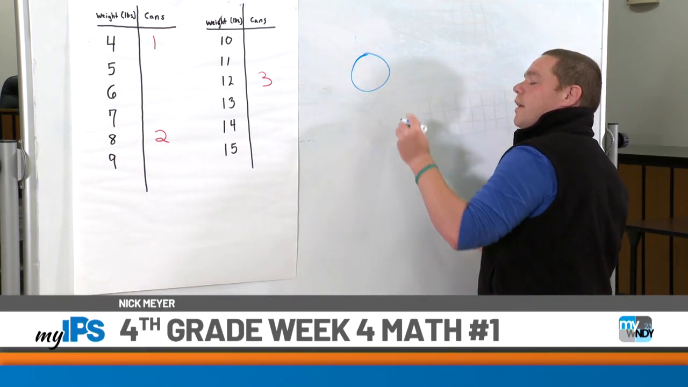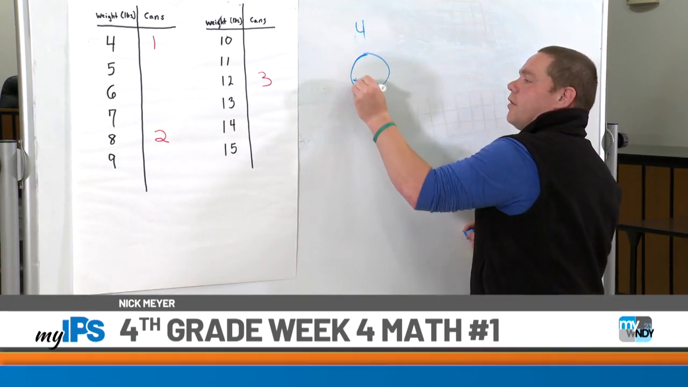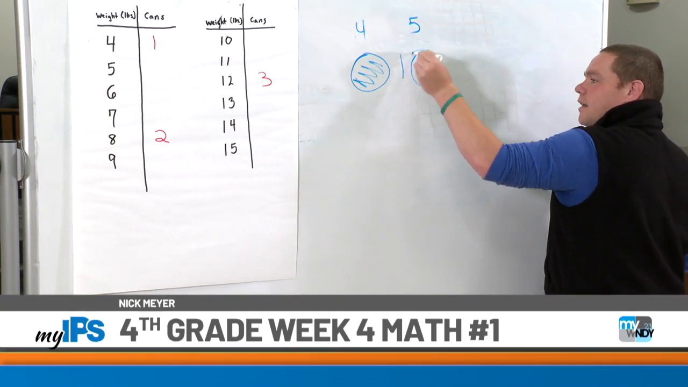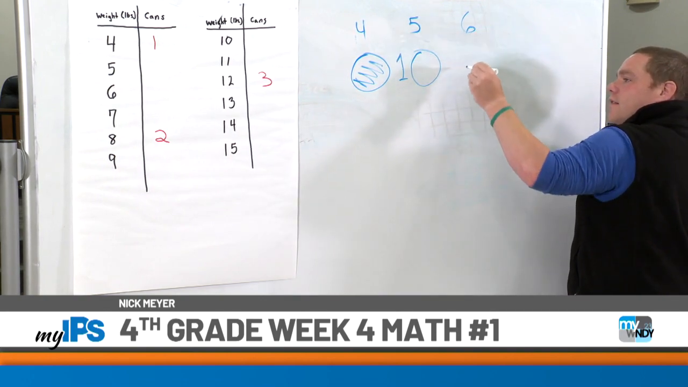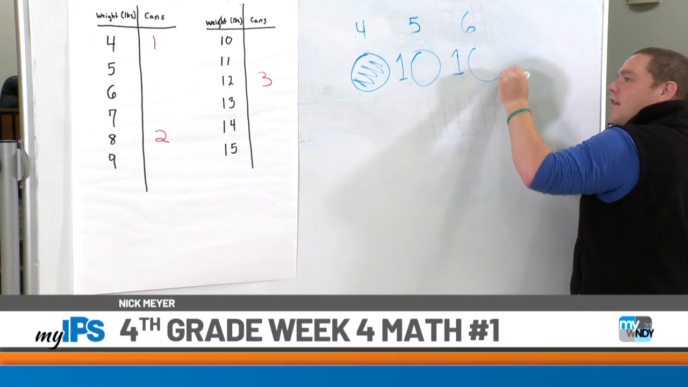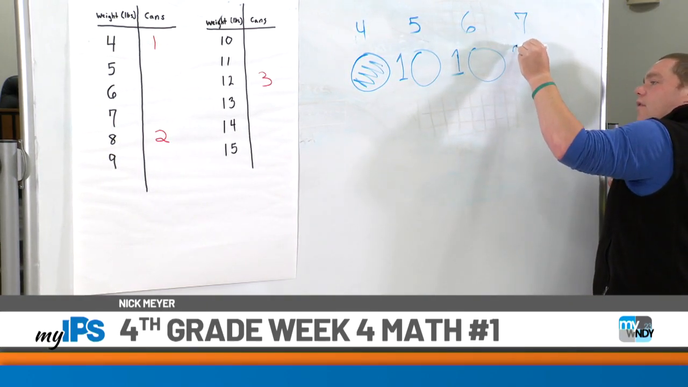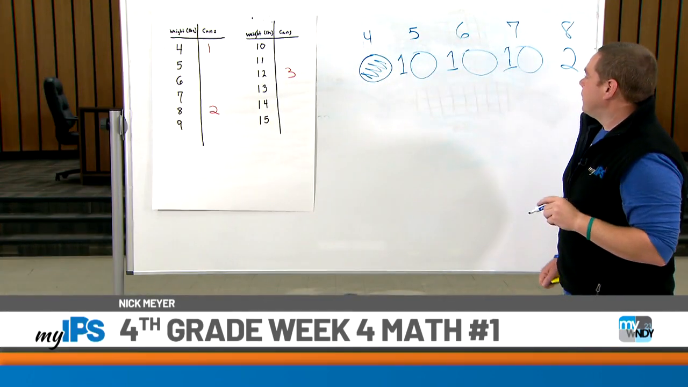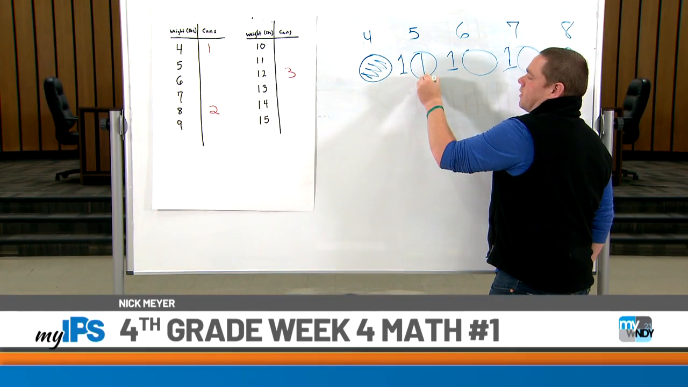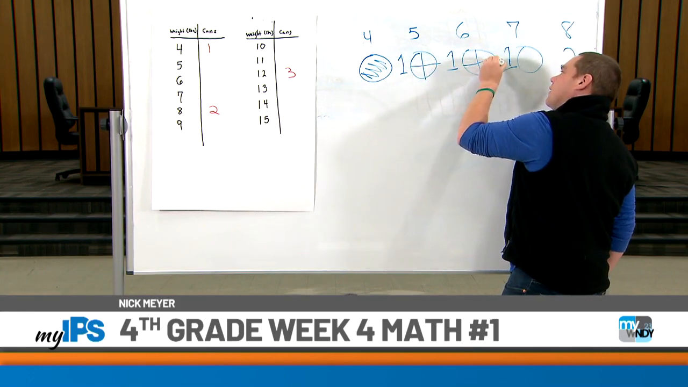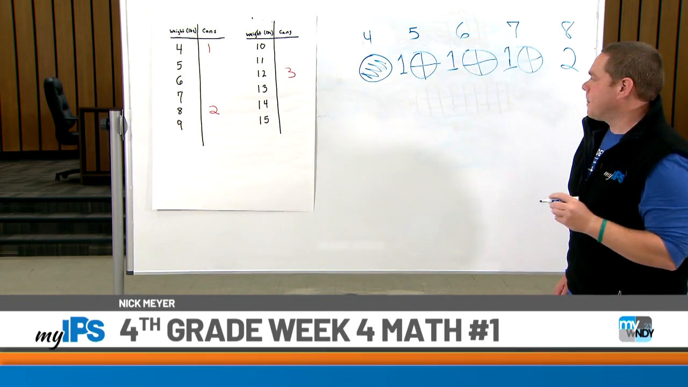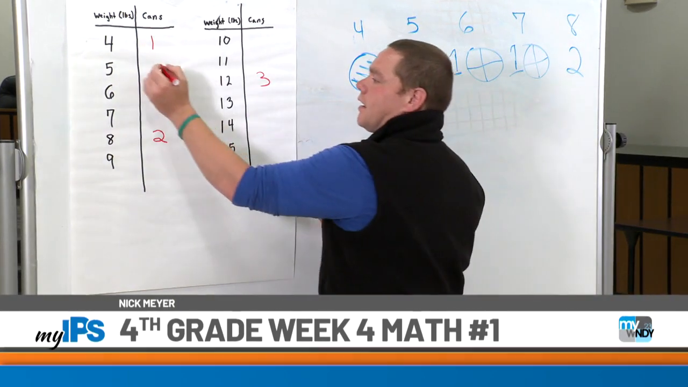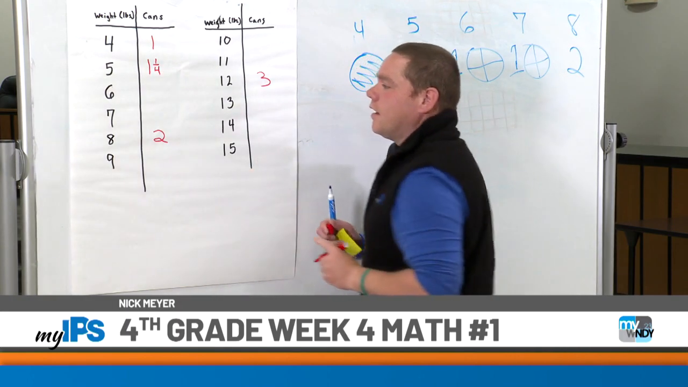So if a cat weighs 4 pounds, they get 1 whole can. If they weigh 5 pounds, we know it's going to be 1 can and a little bit more. 6, 1 can and a little bit more. 7, 1 can and a little bit more. And then 8, they're getting 2 whole cans. So I'm going to partition this into fourths. And so at 5 pounds, the cats are going to get 1 can and 1/4 of another can.